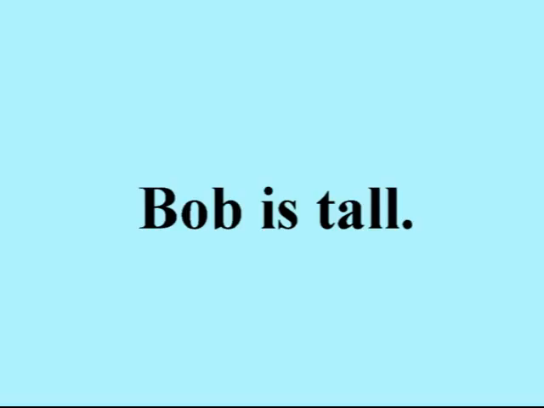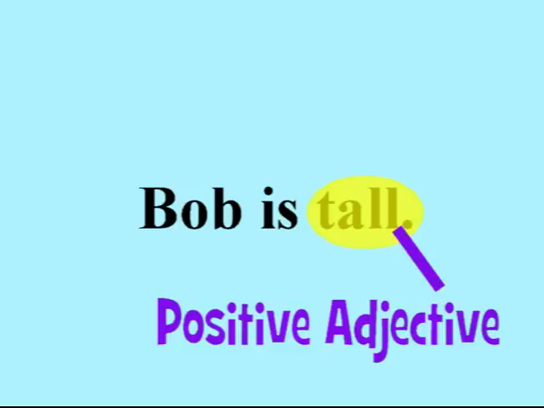Bob is tall. First of all, what's the adjective in this sentence? I'm sure you picked out the same word I did. Tall. This is what we call a positive adjective. It doesn't express any degree of how tall Bob is. It simply describes Bob as tall.